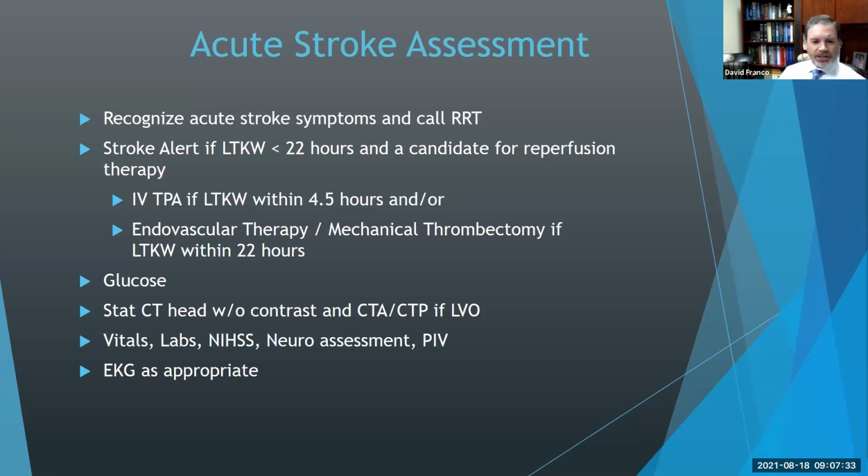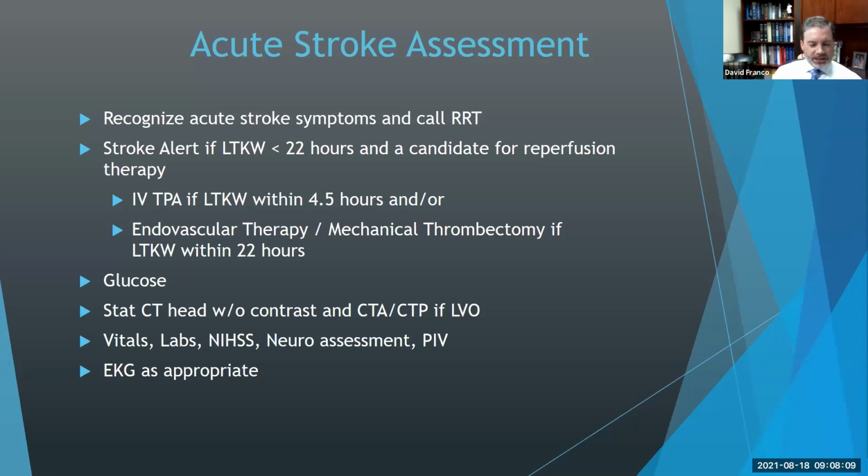So the two things that are necessary for someone to be a candidate for TPA, meaning the things that have to get done before we can administer that, are a CT and a glucose. So we technically don't need an EKG. We don't need to know their creatinine. We do need to rule out other contraindications. Are they anticoagulated? Are their platelets too low? There's a list of things that you're all aware of as far as TPA contraindications. But as far as tests we have to have, it's the CT and the glucose.